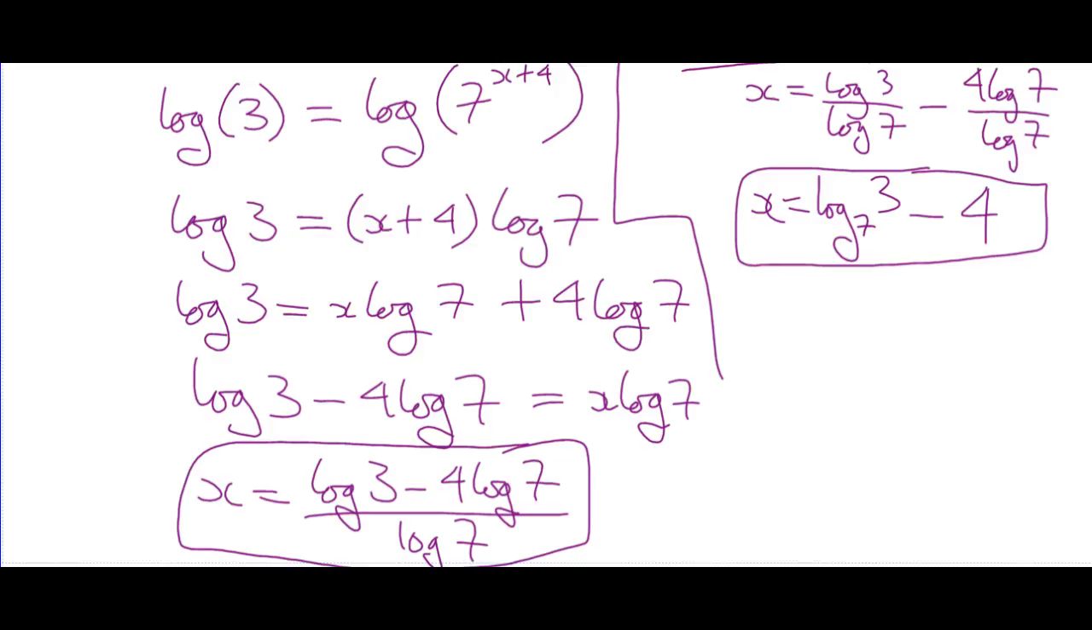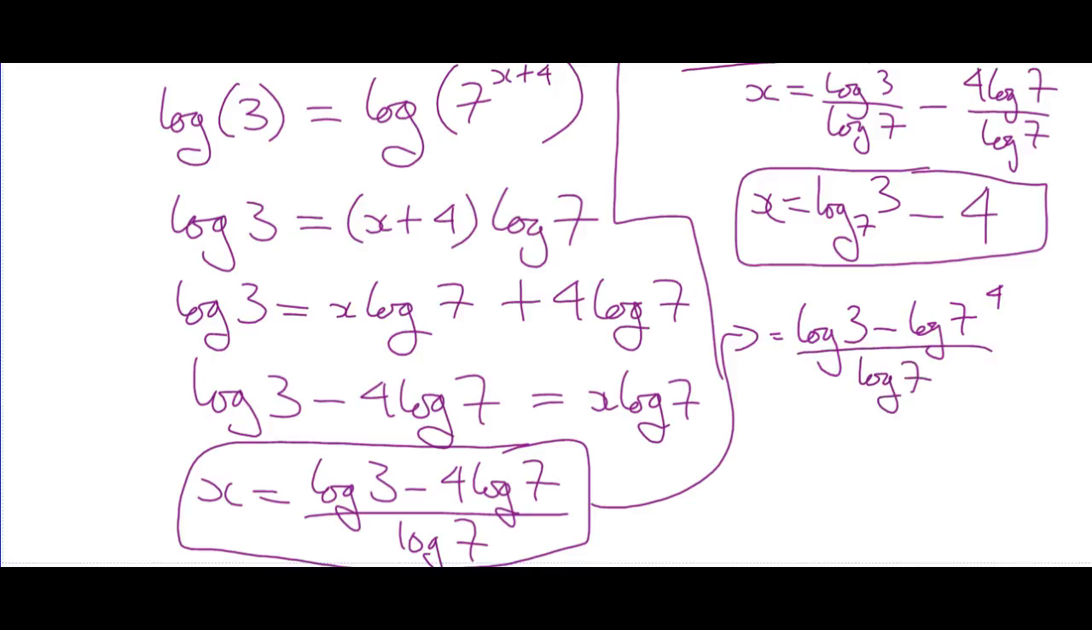And what else could we do? We could take this, so let's start over again, and we could write that as log 3 minus log 7 to the power of 4, so we could move the power up, over log 7. So why are we doing that? Well, because now you have the log of something minus the log of something. This can be written as a quotient, right? So it becomes the log of 3 divided by 7 to the 4th, over log 7.